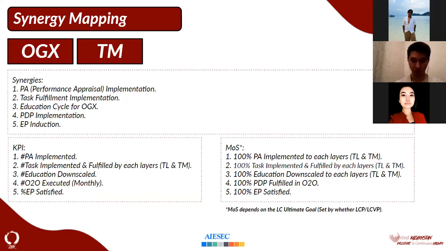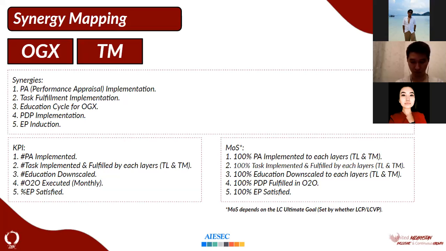Cool. So for synergy mapping between OGX and TM, I have mentioned to you the PA, task fulfillment, education cycle, PDP, and EP induction. For the KPI, you can see the number of PAs implemented into the members and also team leaders, and even for the LCDP itself. Second, the number of tasks implemented and fulfilled by each layer, and then the number of educational skills. And then fourth, the O2O executed.